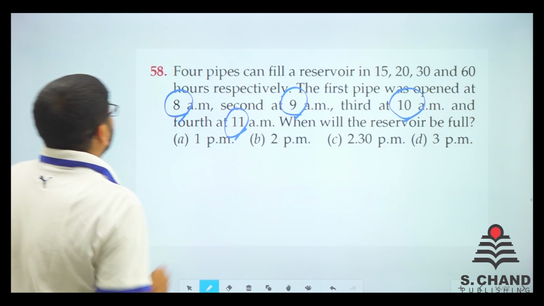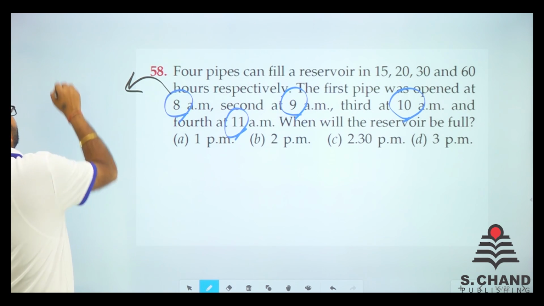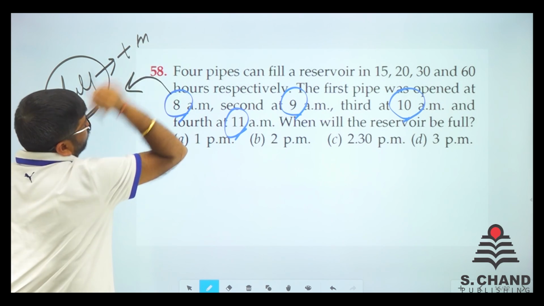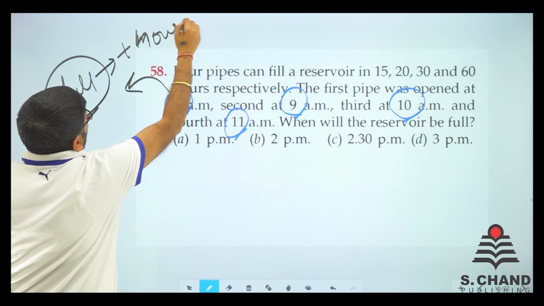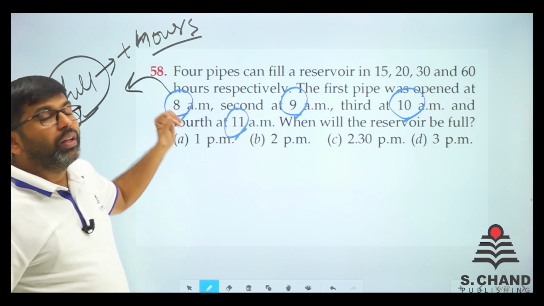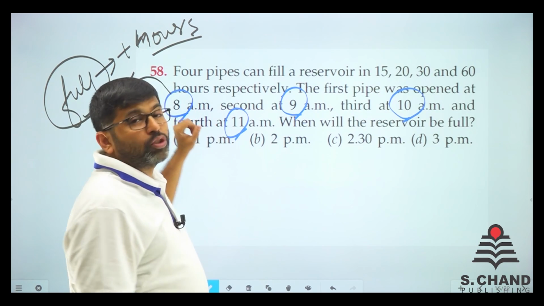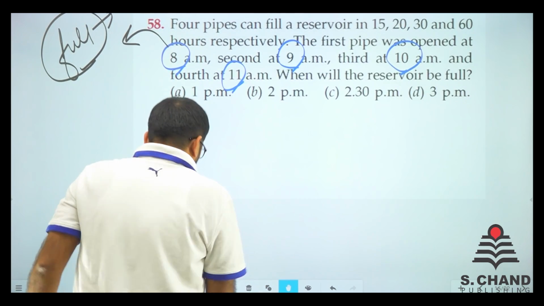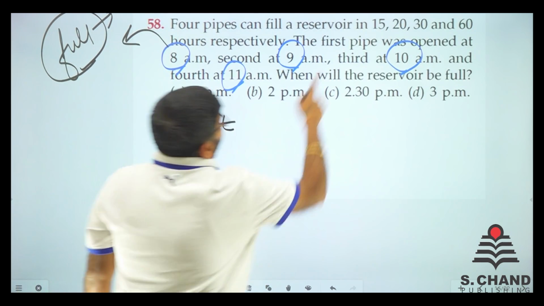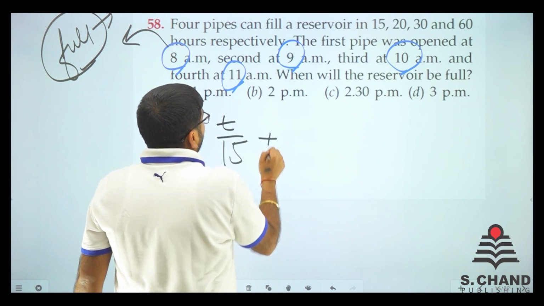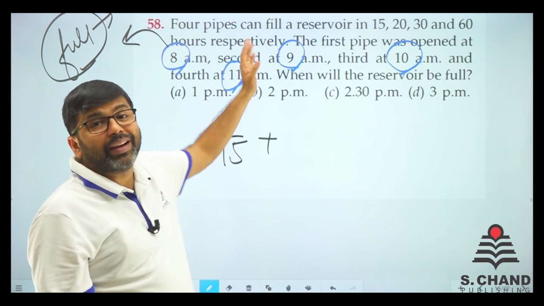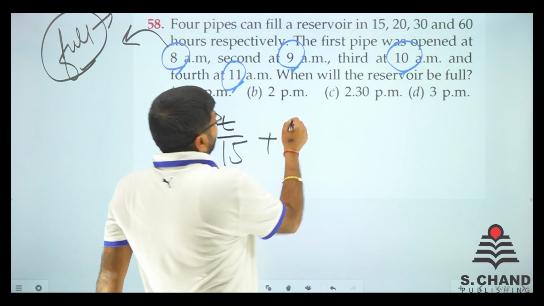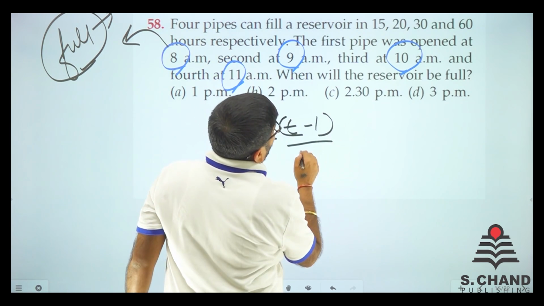So what to do? See, after 8 am, say for example the whole tank will take 3 hours to fill. So the pipe that opened at 8 am will be running for 3 hours totally. So we'll do it one by one. So T by 15 for the first pipe. Now the second started at 9 am, so T minus 1, because that is the 1 hour, so we'll do T minus 1 by 20.